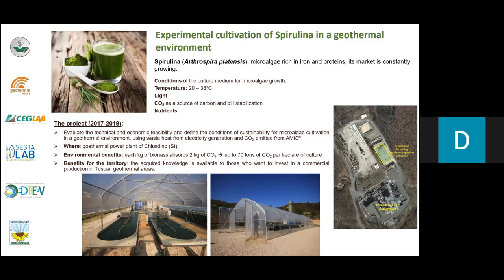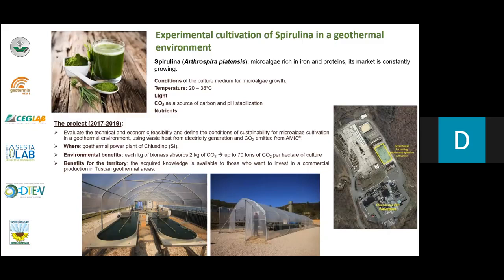The cultivation of spirulina can also allow to achieve environmental benefits, because each kilogram of biomass absorbs 2 kilograms of CO2. So after 1 year of culture, in 1 hectare of culture, you can absorb 70 tons of CO2.